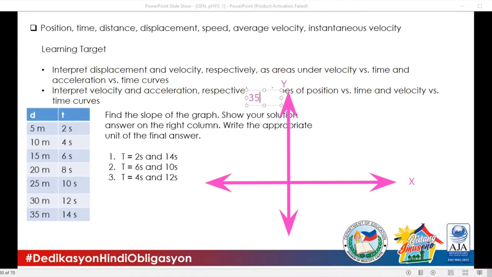35 meters, 30 meters, 25 meters, 20 meters, 15 meters, 10 meters, and finally 5 meters.